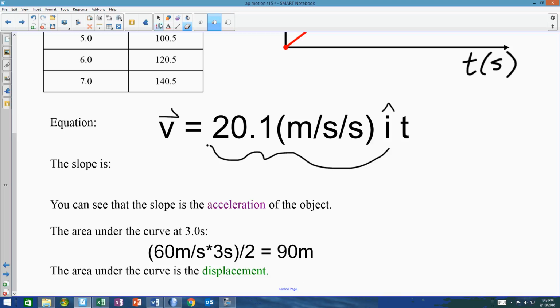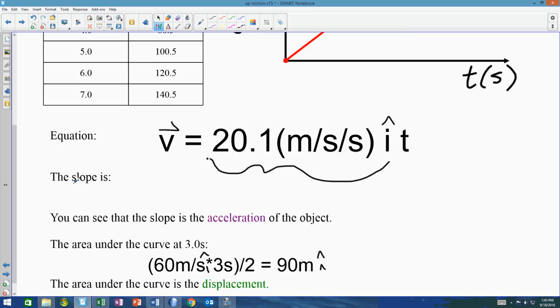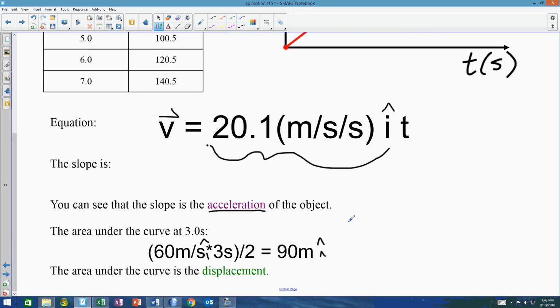Okay, and again, because this is a positive number, we're going to put i hat there. So what does this tell us? It tells us that when we have a velocity time graph, the slope of the line is the acceleration, and the area under the curve is the position or the displacement of the object.